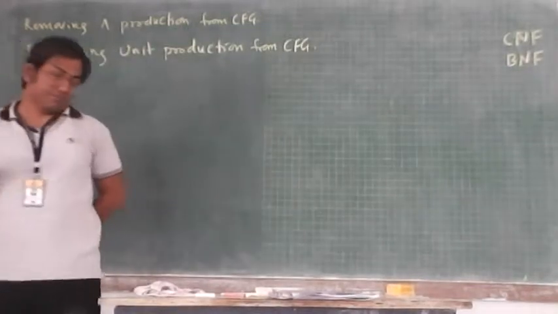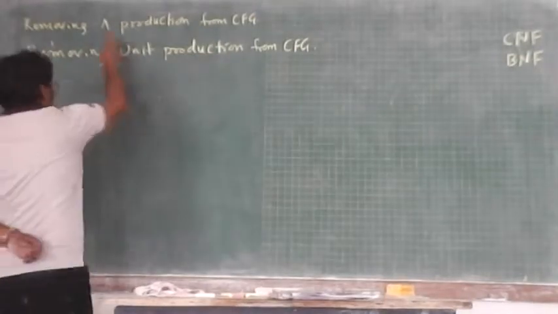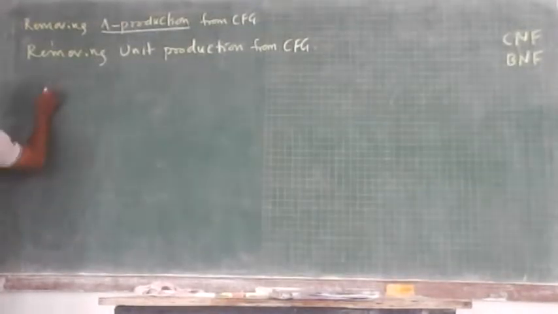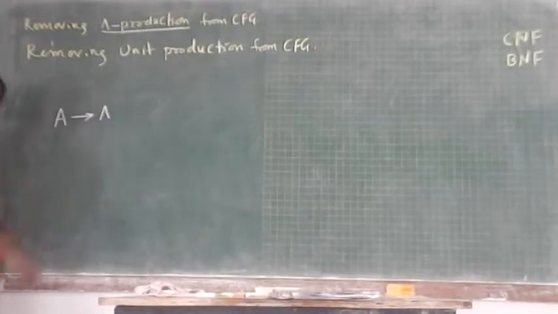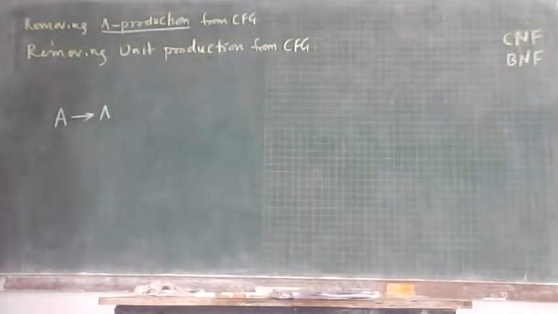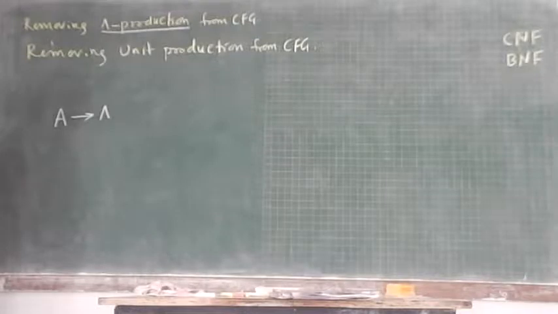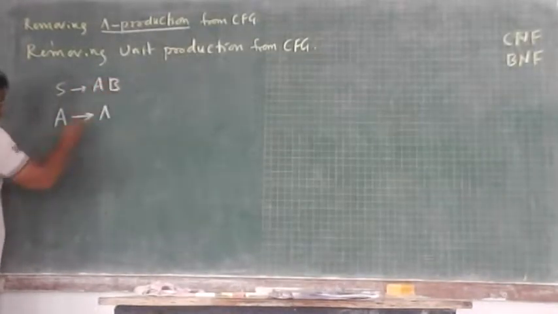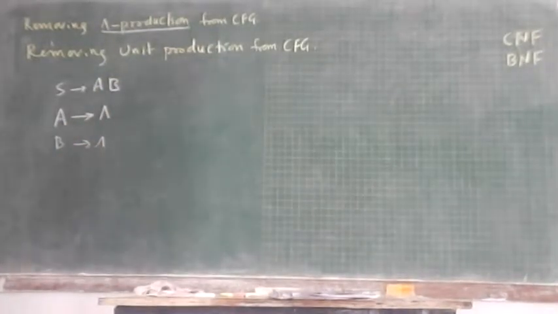What is unit production? In the last lecture, we defined what is null production. Null production was one which is like A implies null. All nullable variables we were terming as null productions. For example, if you see this production, S implies AB and B implies null. What are the various null productions here?